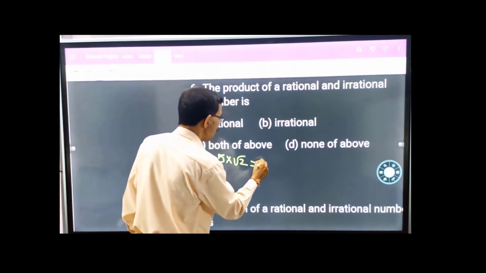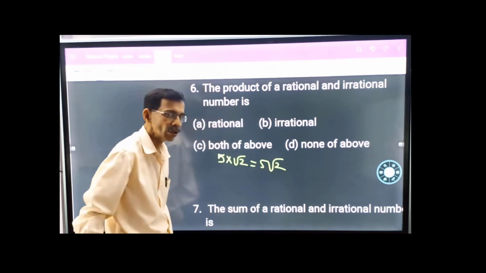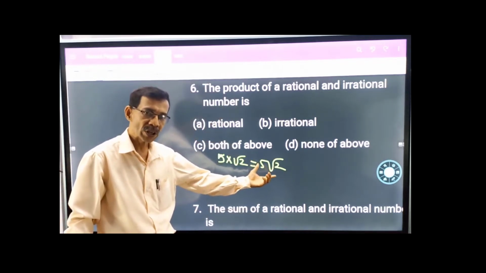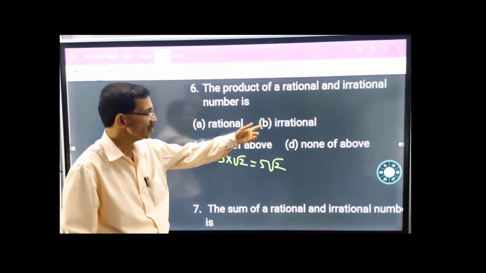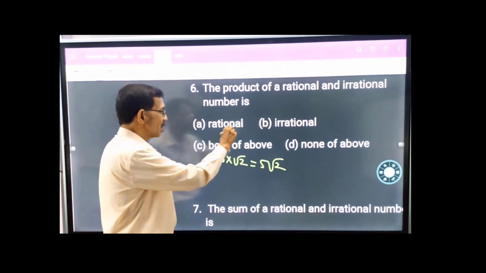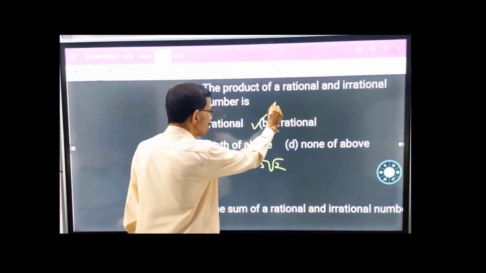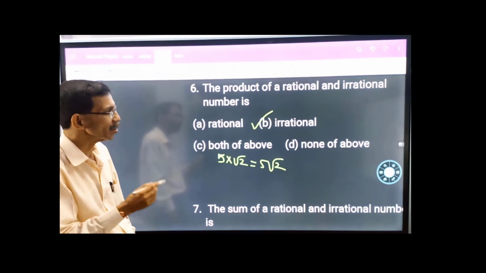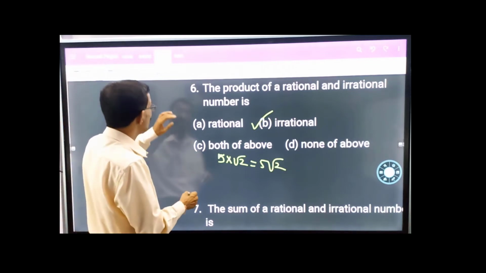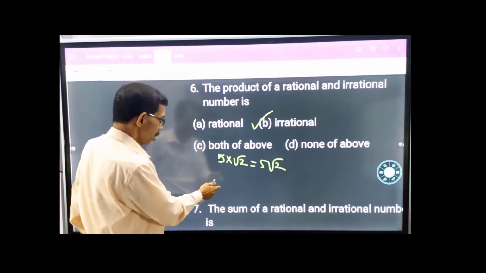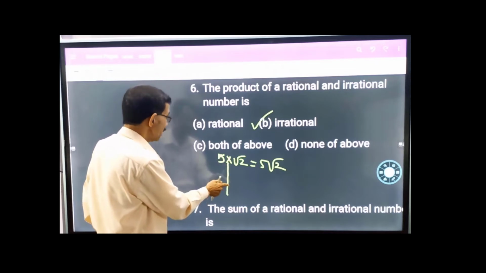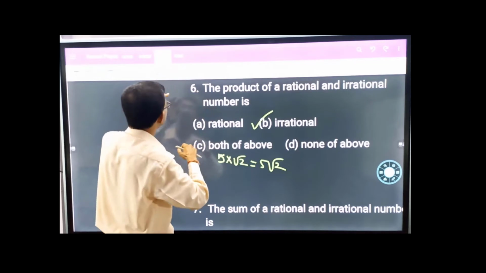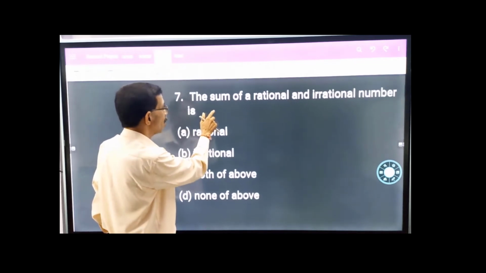So this will be 5 root 2, and when one of the factors is a root, then it is an irrational number, and therefore root 2 here is an irrational number, and the correct answer is irrational. The product of a rational and irrational number becomes an irrational number. Let us go to the next question here, and the next question is question number 7 here.